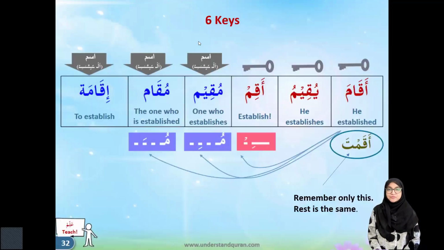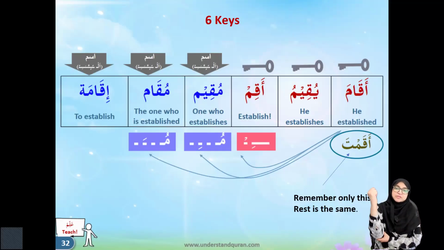So we have understood now the 6 keys. These are the 6 keys which you should know. One is aqama, yaqimu, aqim: past, present, command. Okay? And then the nouns: muqim, one who establishes; muqam, the one who is established; iqama, to establish. So these 6, if you remember, you should be able to do the whole table nicely.